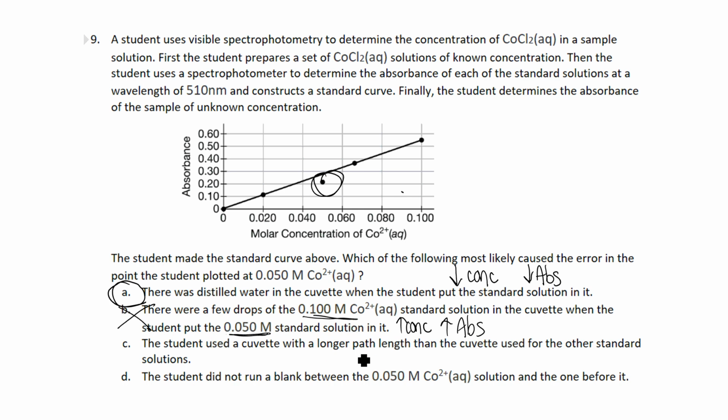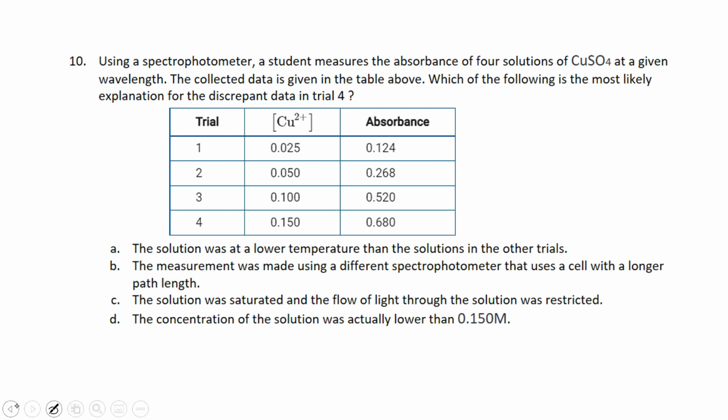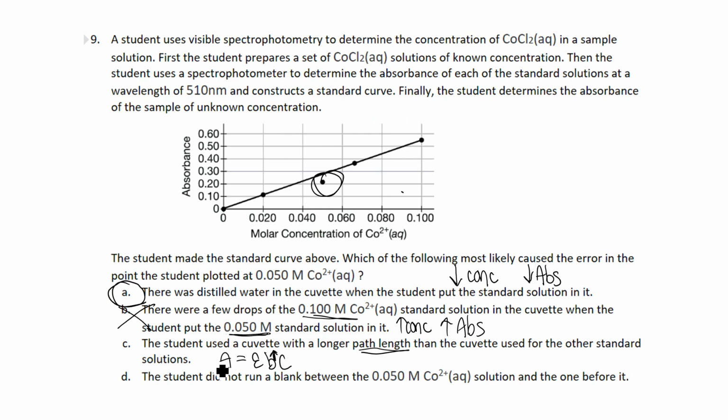C, the student used a cuvette with a longer path length. Well, here's where we can look back at this equation here. A equals epsilon b c. And this value right here, the b, is our path length. And we'll notice that if the path length increases, so if b is larger, our absorbance will actually be larger. So this would be a source of error, but this error would make our absorbance too high. And what we're observing is our absorbance is too low. So that doesn't seem to make sense. And the student did not run a blank between each sample. That's not something you really need to do. That wouldn't cause that error necessarily.